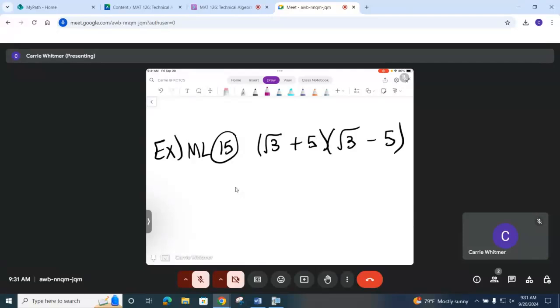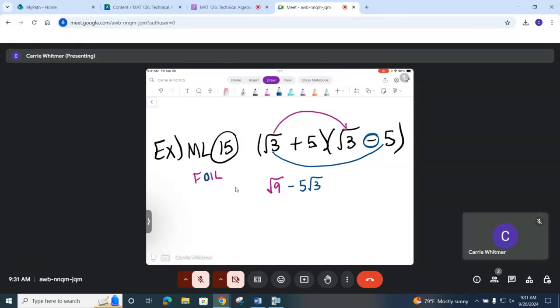Okay, next one, when we have radical 3 plus 5 and radical 3 minus 5, we are looking at something called FOIL. So FOIL stands for first, so we multiply first together. Radical 3 times radical 3 would be radical 9. The O in FOIL stands for outside. The outside parts are radical 3 and a 5. So that's going to be a minus since I have a minus here, and that's going to be minus 5 radical 3.